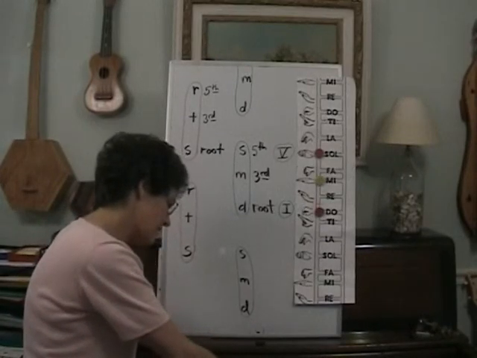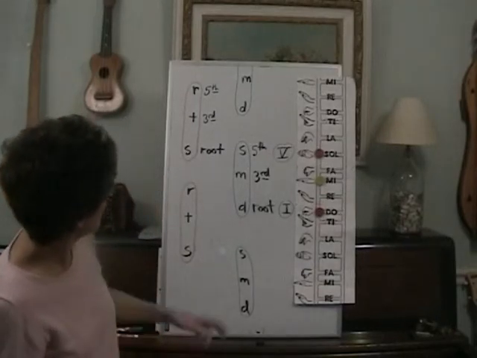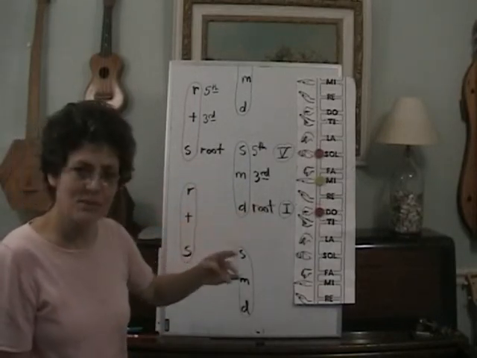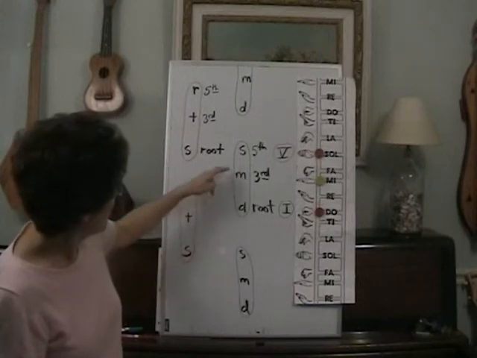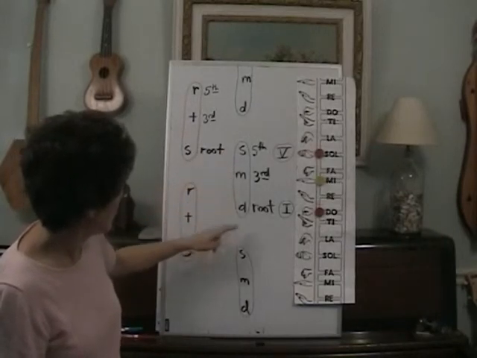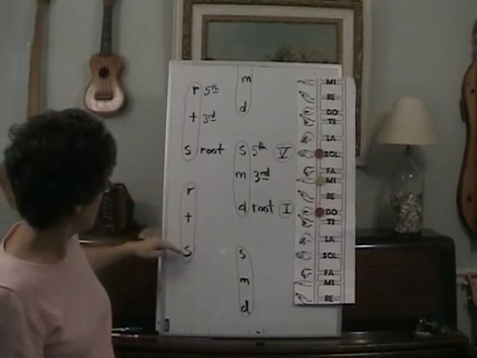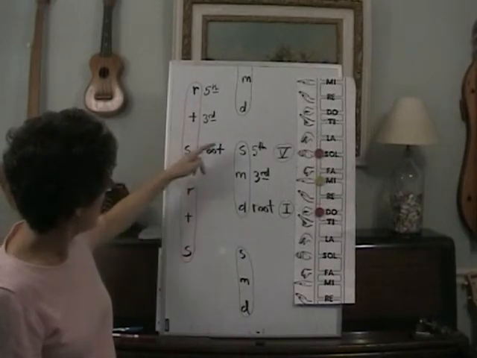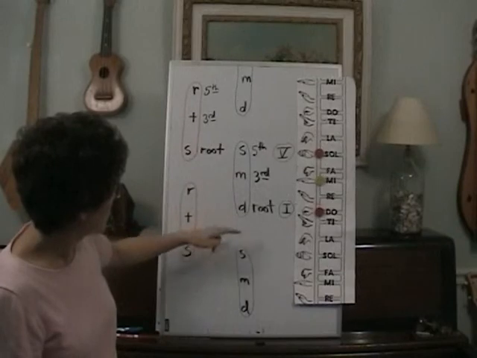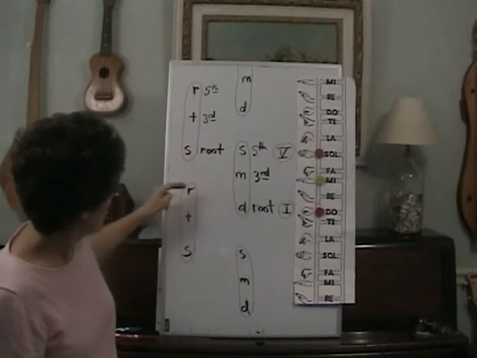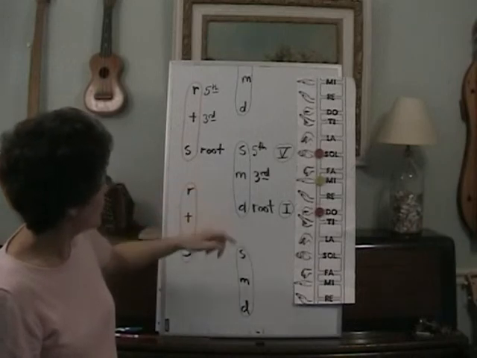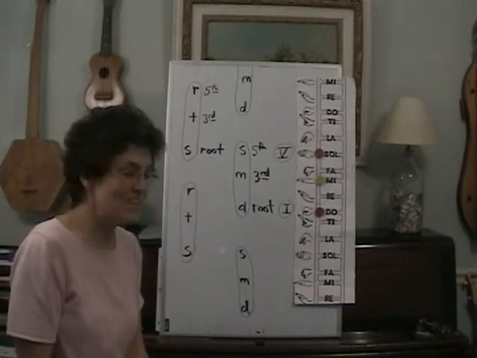Back to tonic. So let's try and sing a little bit of this, just like we did yesterday. Do, mi, so, mi, do, so, do, ti, re, ti, so, ti, re, so, mi, do, re, ti, re, do. We always come home, always end on our tonic.